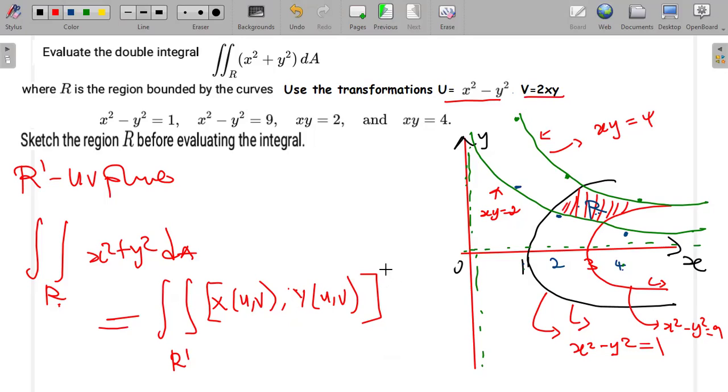So this will be our function here, represented in terms of u and v. And then we have to multiply this by the Jacobian of changing from the xy plane to the uv plane. So that Jacobian will just be partial of xy divided by partial of uv. So this will be our Jacobian, and then we'll put du dv.